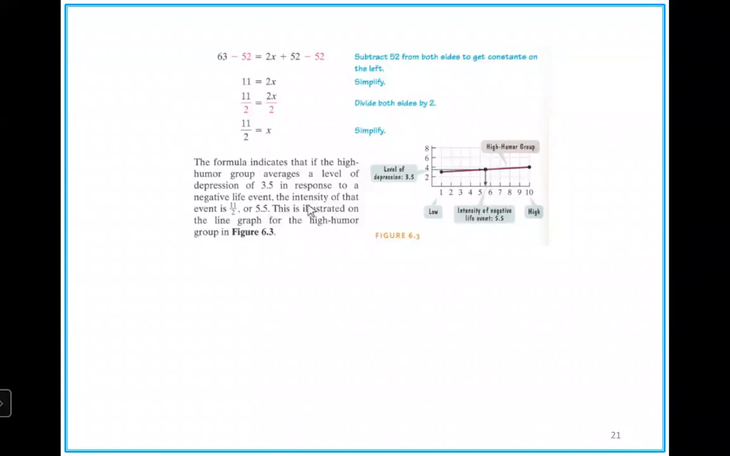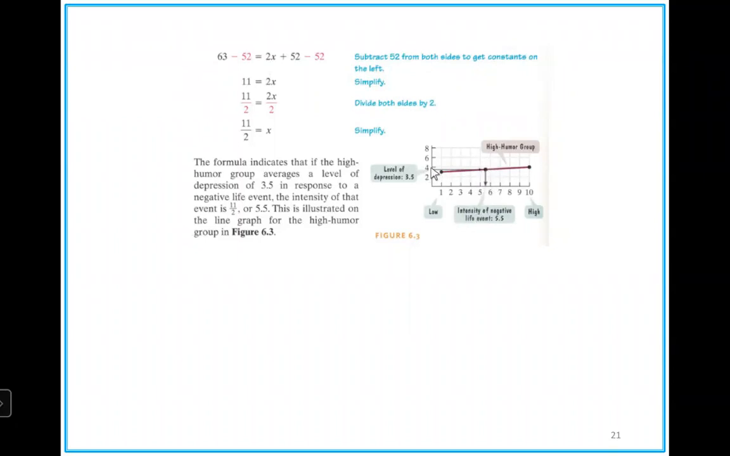And this is illustrated in the line graph. So we said that the situation for them was 3.5, so the level of depression is 3.5. If you look here, this is 2, this is 4. So 3.5 would be roughly a little below 4. You go straight across the line and you come down and you get 5.5, which is what the formula gives. So that's how we show on the graph the relationship between those two numbers we got.